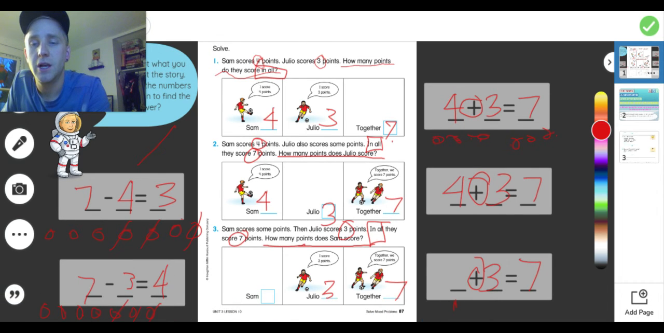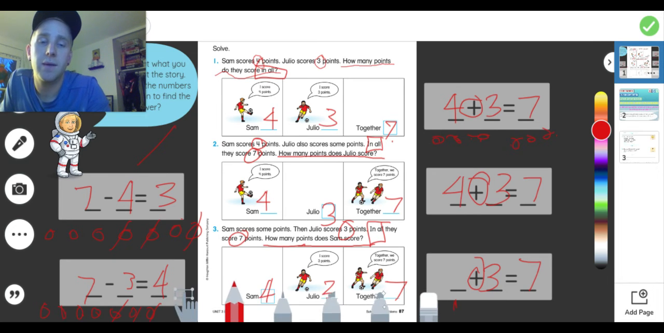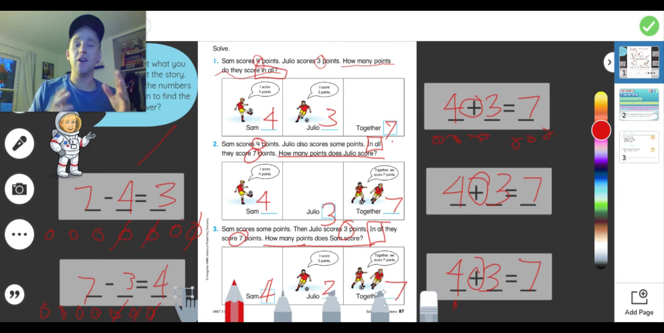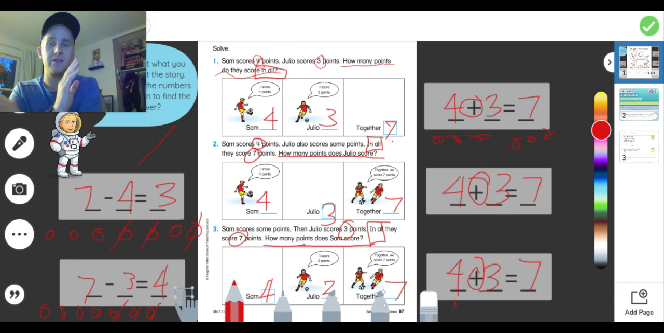4 goals. So I had 7 goals altogether. I took away Julio's 3. That left me with Sam's 4 goals. And I'm going to write that 4 right there. So that helped me figure it out. And you can see how I took it. Even though it was addition, I can take it backwards, put that big number at the front, and take away the other number I know to find that missing number for me. That's the easiest trick you can use, first grade friends, when solving these addition and subtraction problems. It's a nice, quick way for you.